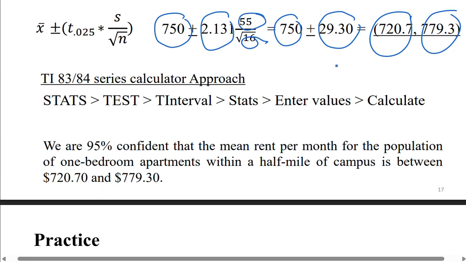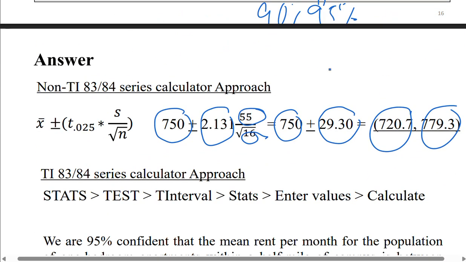And so we would take our average, which is 750, plus or minus our t critical value of 2.13 multiplied by the sample standard deviation. Remember, not the population standard deviation, the sample standard deviation, divided by the square root of our sample size, which is 16. So our margin of error will be 29.30, and then we'll add and subtract it from the sample average to get the two values.